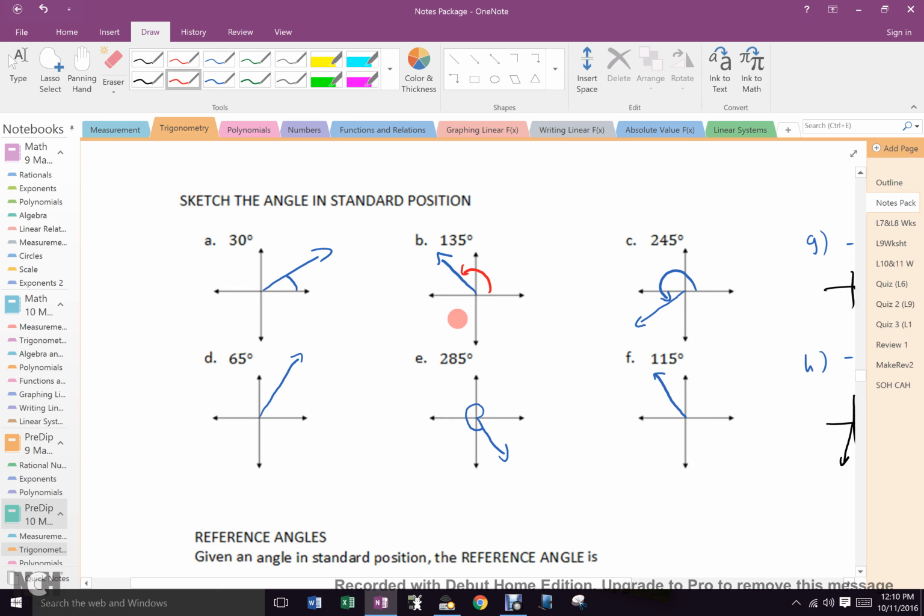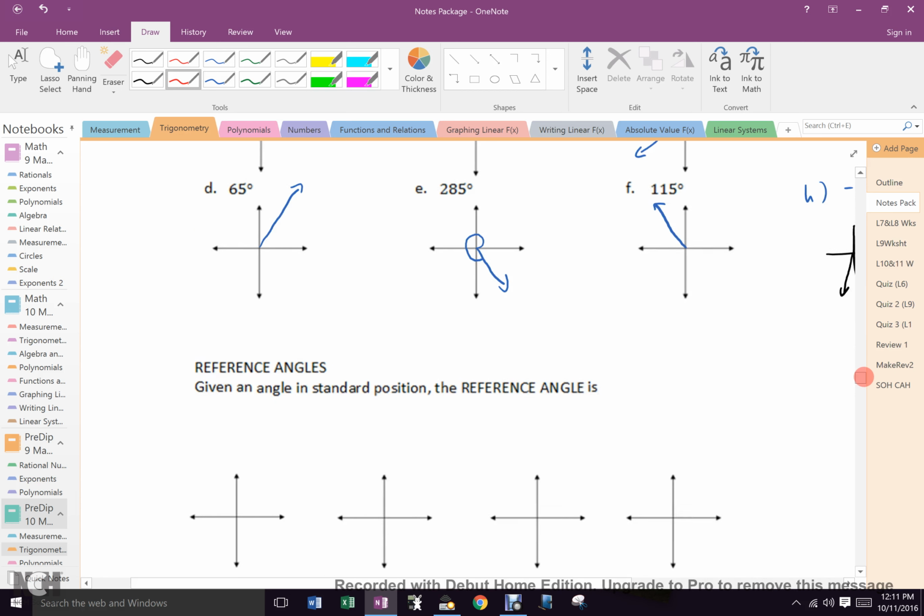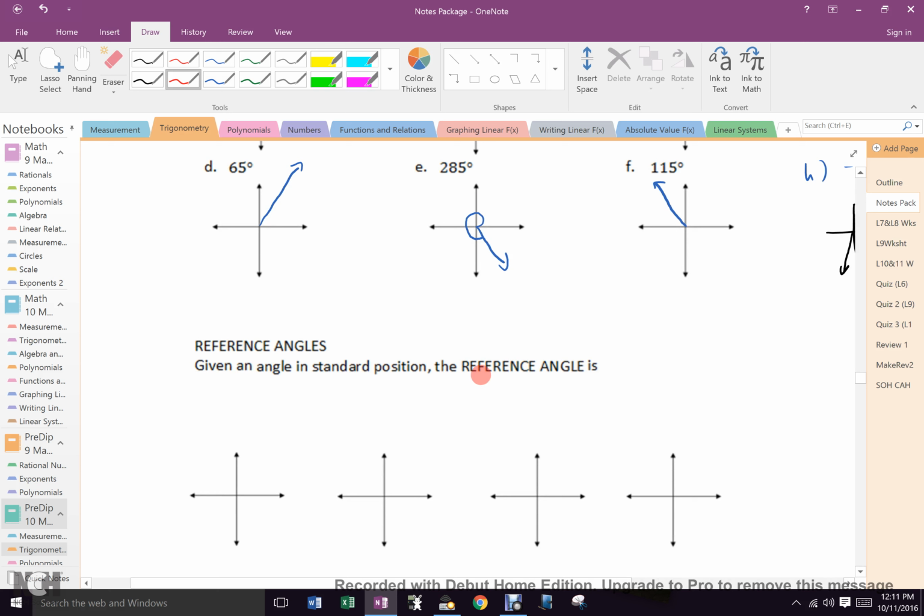I can go around the other way, which is 360 minus 135, but I can also go right here, can't I? Is everybody with me? This is what we call the reference angle. And I'm just going to write ref there because I'm about to define it right down here. Given an angle in standard position, the reference angle.